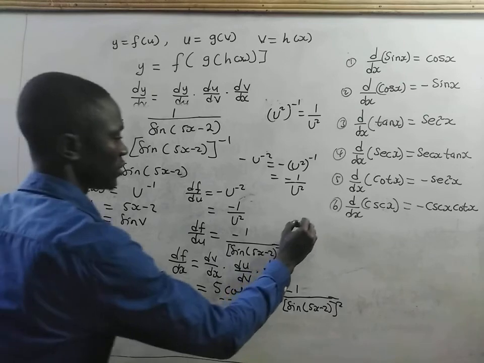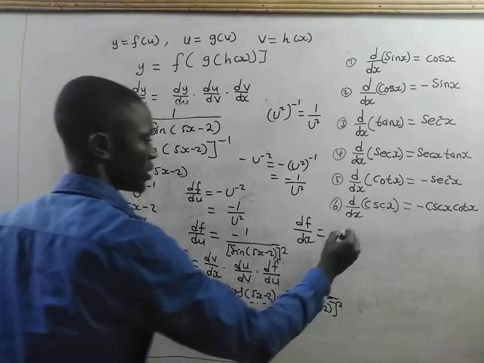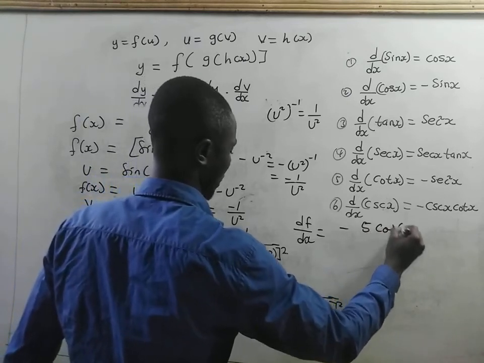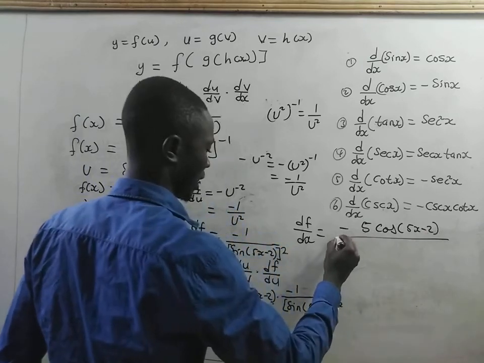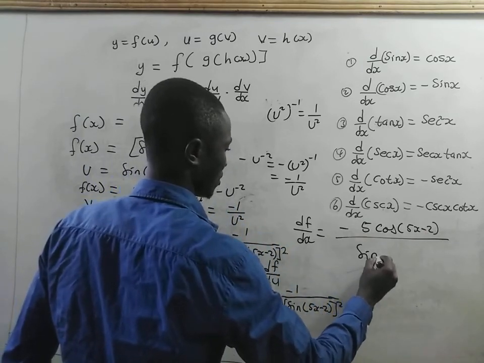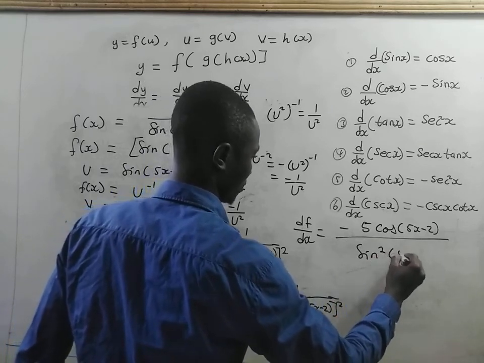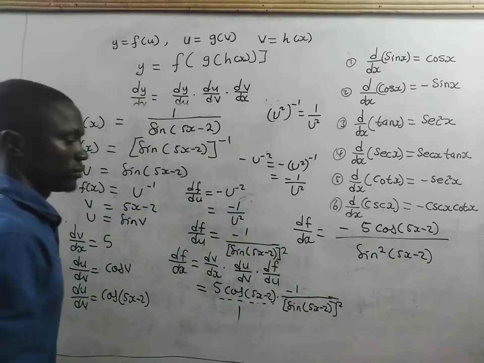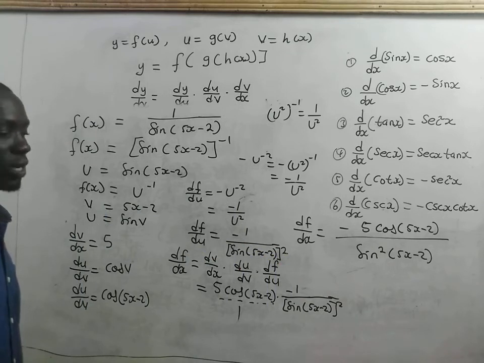So we have our df on dx to be equal to negative 5 cosine of 5x minus 2, all divided by sine squared of 5x minus 2. For this question, you can bring the square here. Very, very simple as that.